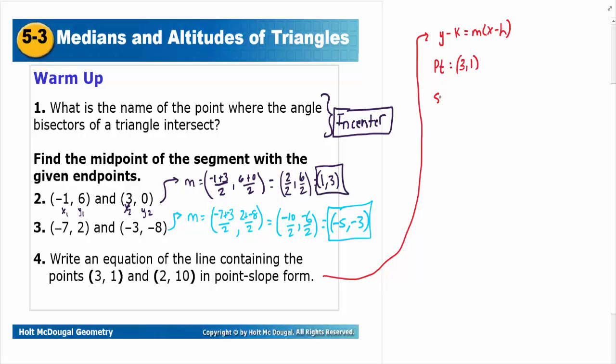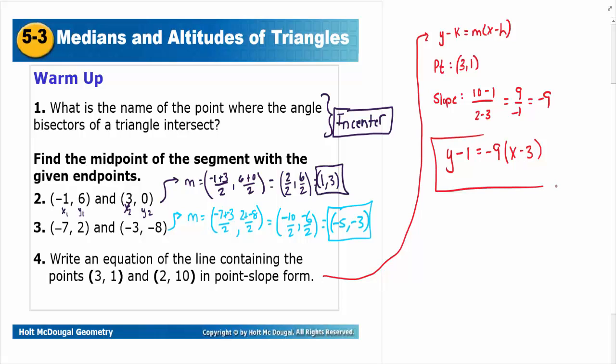For the slope, we're just going to do y2 minus y1, so 10 minus 1, over x2 minus x1, so 2 minus 3. So that's 9 over -1, or -9. So your equation is y minus k, so y minus 1, equals m, which is -9, times x minus h, so x minus 3. And there's your point-slope form. Alright, so there's your warm-up.